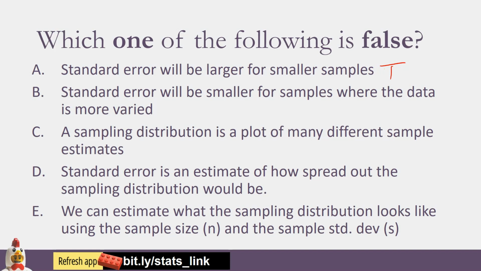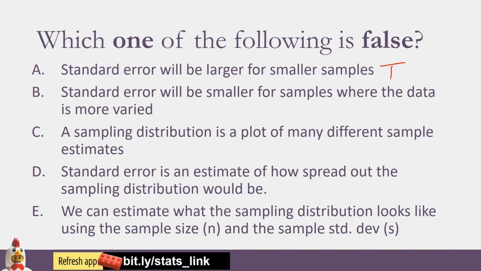Standard error will be smaller for samples where the data is more varied. So the more variability, the more different stuff that's going on, the more unsure we are what the real picture is. Remember I used an example in one of the previous recordings: if I want to know what the favourite flavour of ice cream is, and I ask someone and they say chocolate, and someone else and they say chocolate, everyone says chocolate, all the data is really consistent, I don't have much uncertainty. I know what's going on. I know the favourite flavour is chocolate.